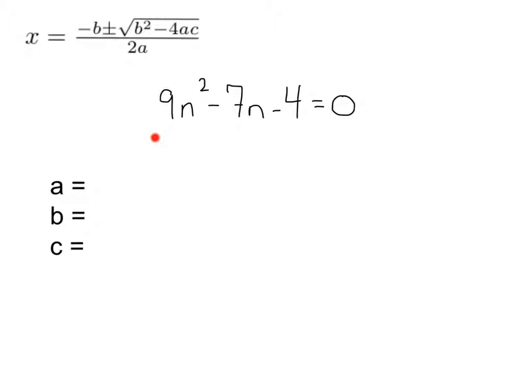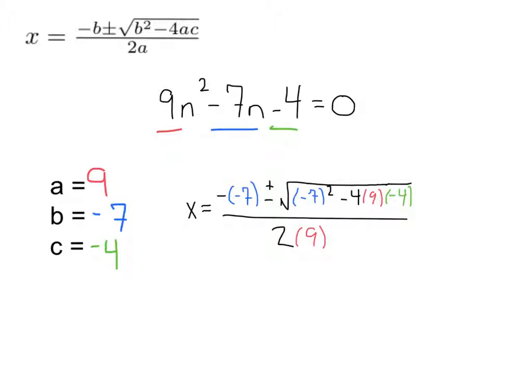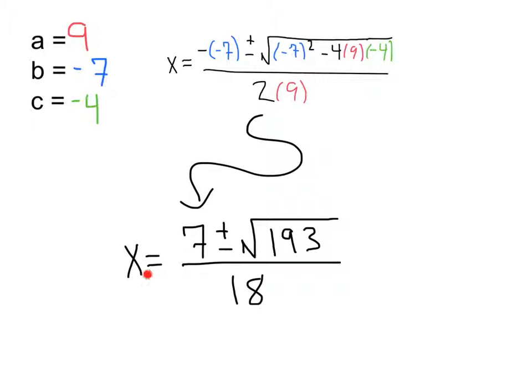Here we go. 9n squared minus 7n minus 4 equals 0. Let's do this just like we have done in the past. We've got an a value of 9, a b value of negative 7, and a c value of negative 4. Plugging those values into the quadratic formula, we're going to get this guy right here. Let's do some simplifying. That gives us x equals 7 plus or minus square root of 193 divided by 18.